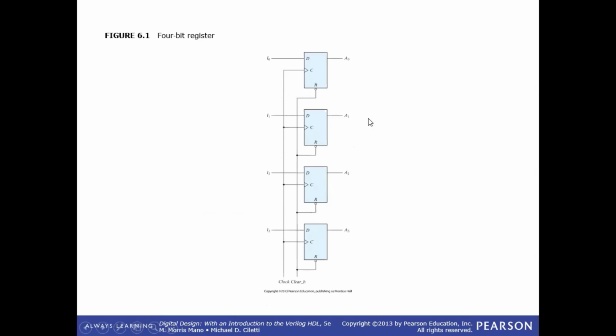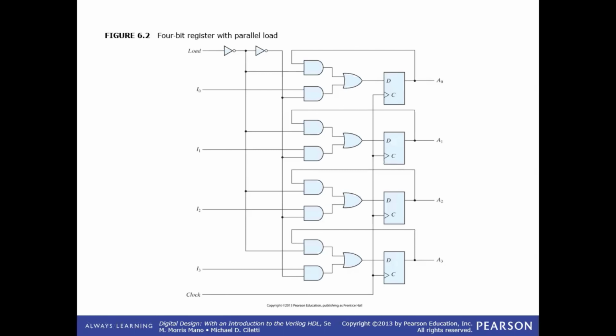We were talking about these 4-bit registers and counters, and registers with parallel load. This is the register with parallel load, a 4-bit register with parallel load. Anybody who can explain to me what is a register with a parallel load?